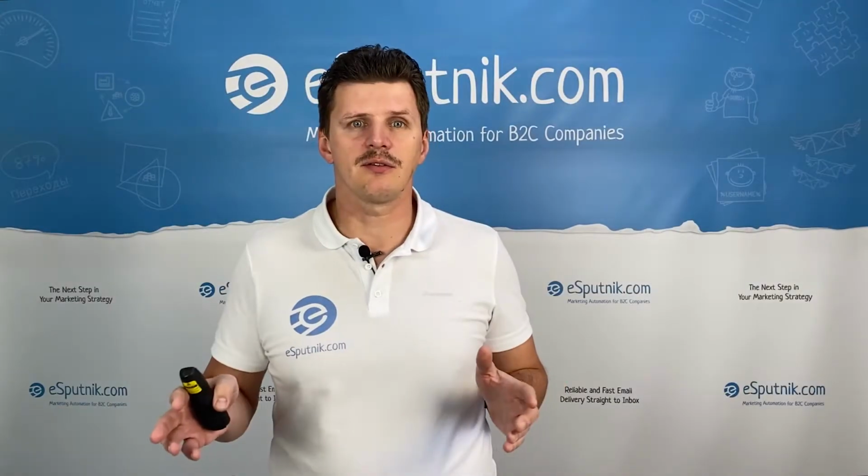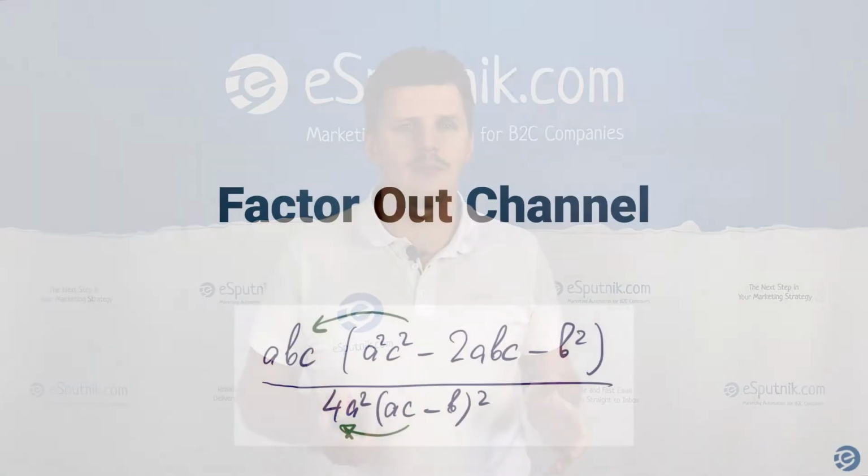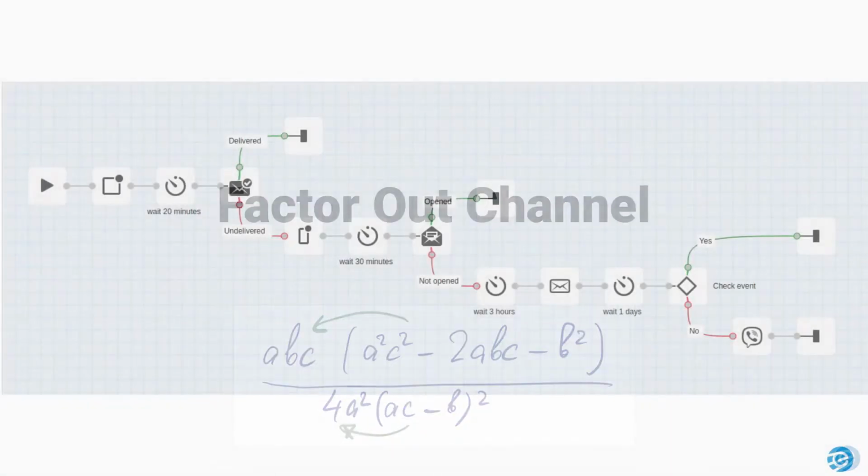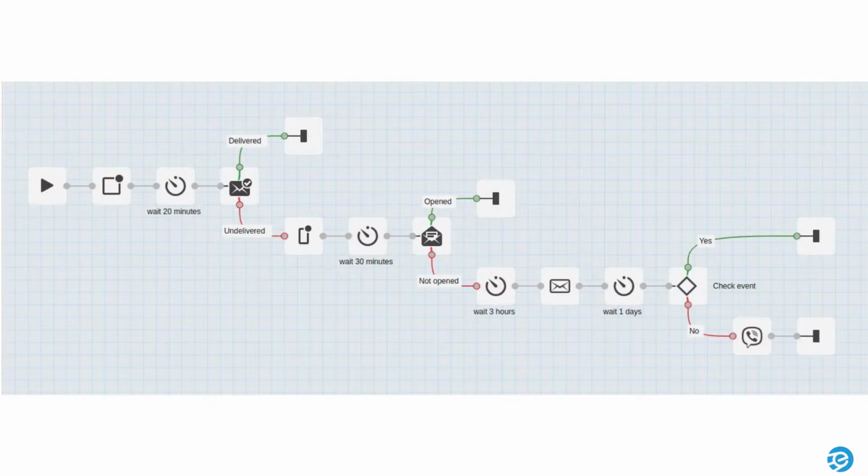And let's start with factoring out the channel. Here you can see one sequence working for different channels. Let's have a look. For example, we send a web push. Then we check whether people received this message or not. And then go to mobile push. And after that, check whether it's opened or not. And if it's not, we send an email.